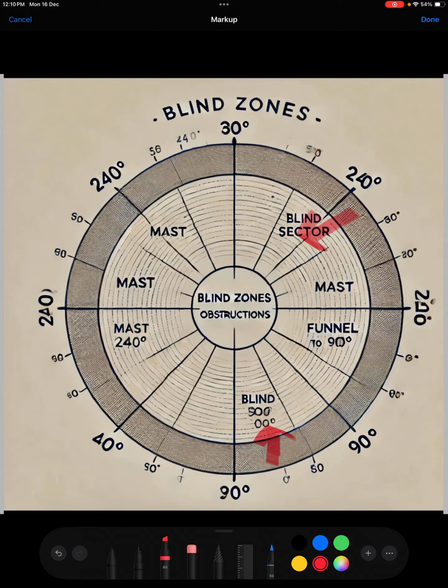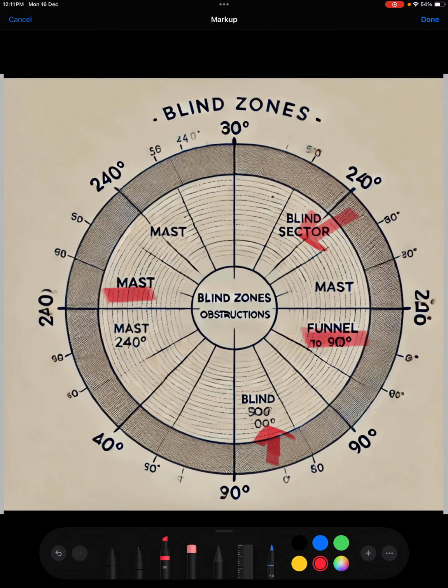Now you can see that the blind sector occurs because of an obstruction like a mast or a funnel. Because the mast and the funnel are located in the zone in which the radar is sending the radio waves for target detection, the radar doesn't pick up the targets in this sector. So every radar will have a blind sector or shadow sector diagram where you can see how a target vessel will be obstructed and not be picked up because of the obstructions.